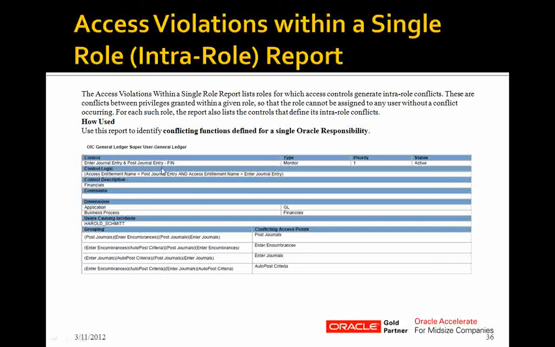They are able to enter and post a journal entry, and the grouping is really the same, as you can see here. They can post journals, enter encumbrances, post journals, and enter journals. These are all the conflicting rows. The conflicting rows are enter encumbrances and auto post criteria, and another conflicting pair is post journals and enter encumbrances.